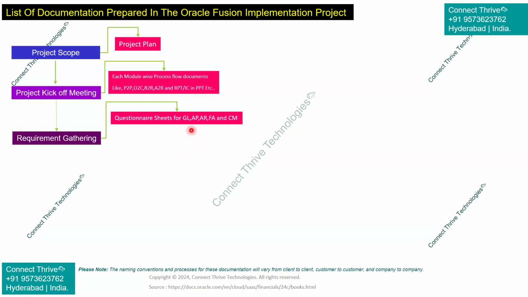Then based on that, we can prepare questionnaires for each module, like GL, general ledger, accounts payable AP, accounts receivable AR, fixed assets FA, and cash management CM. So for each module, we have to prepare detailed questionnaires that we can put in front of the business user. He will respond to each questionnaire, and from there the discussion will start.